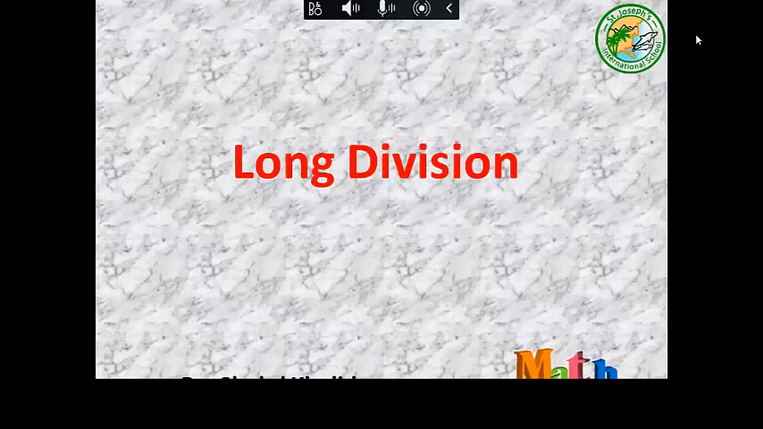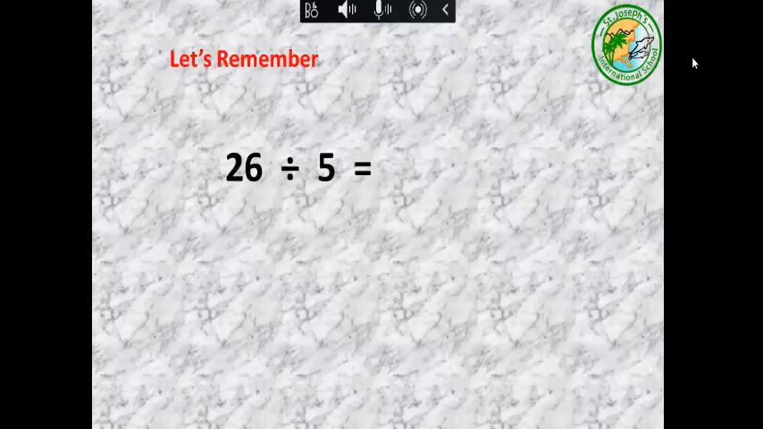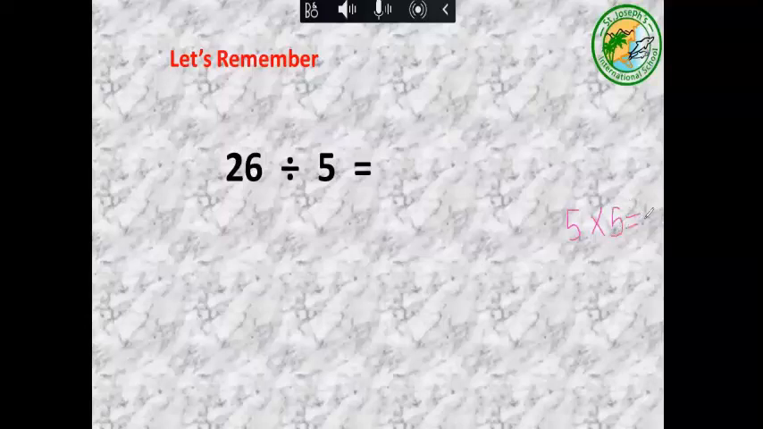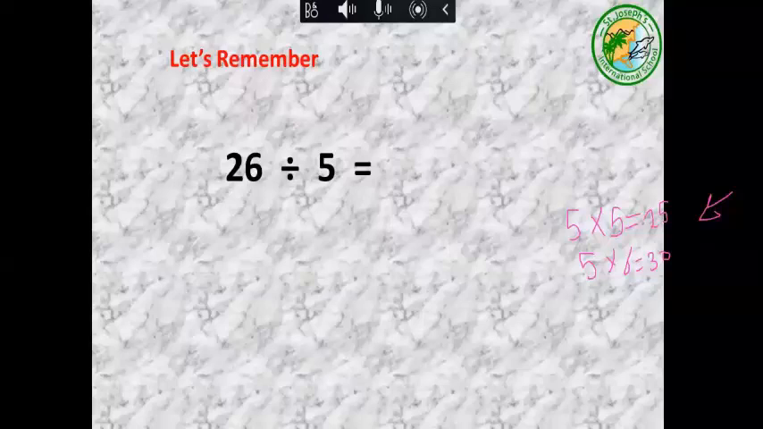Our lesson today is long division. Before we start our lesson, let's remember. If I have 26 divided by 5, it means I don't have 26 in table 5. I have 5 times 5 equals 25, and 5 times 6 equals 30. I will choose the smaller one every time, so I will replace 26 with 25.